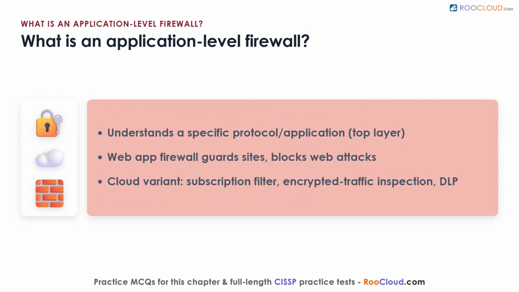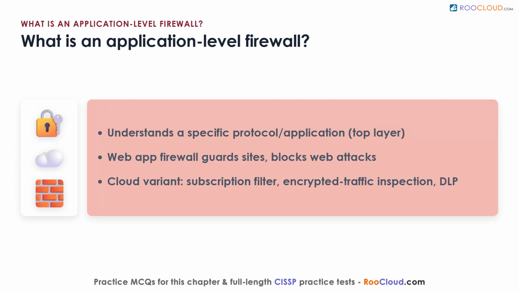Operating at the top layer of the model, it filters based on a specific protocol or application, which lets it make far smarter decisions about what is really being requested. A common example guards websites by enforcing strict rules on traffic to and from a web application, blocking web-specific attacks. A cloud-delivered variant extends this idea as a subscription service, filtering between cloud resources and on-premises systems, while layering on extras like inspection of encrypted traffic and data loss prevention.